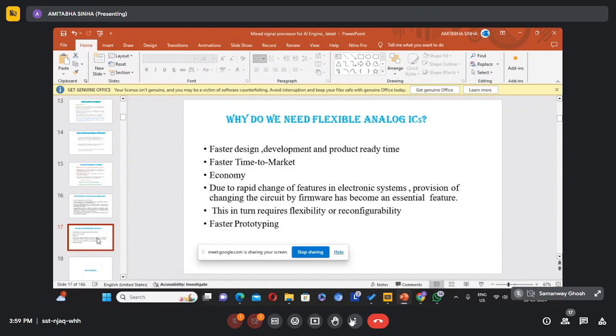And it also helps for faster prototyping. Because for developing the actual product, prototype is a must. Prototype is a kind of experiments which enables the designer whether your concept is already correct or wrong. It's called proof of concept. So for proof of concept, prototype is a very important thing. And there also you need the flexibility because you have to change, you have to alter unless you can reach at a final design.